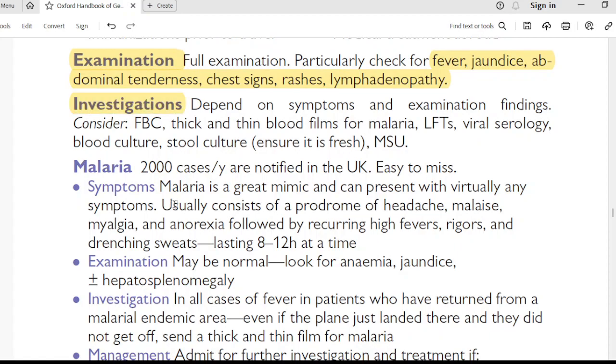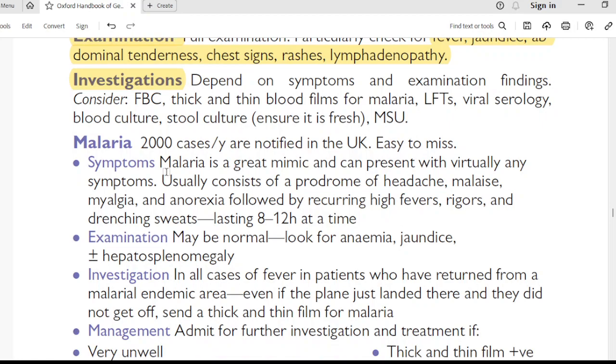Investigations depend on the symptoms and examination findings. Consider full blood count, thick and thin blood films for malaria, LFTs, viral serology, blood culture, stool culture, ensure it is fresh, and MSU, midstream urine culture and sensitivity. MSU refers to midstream urine culture and sensitivity. MSU is not urine routine or microscopy, it is culture and sensitivity.